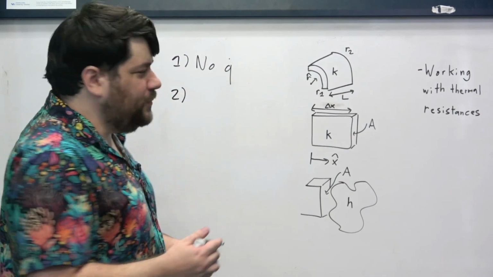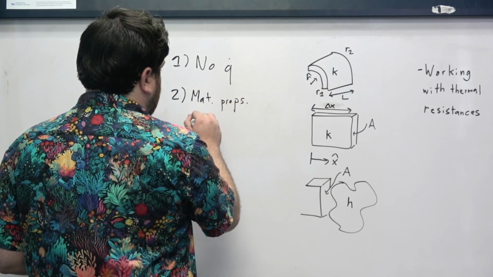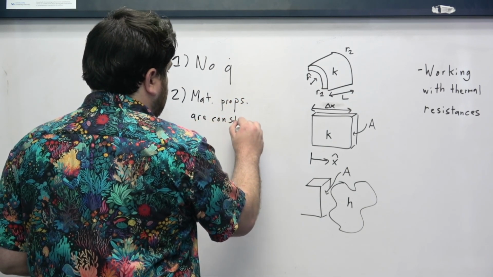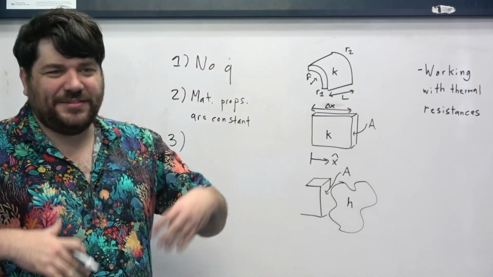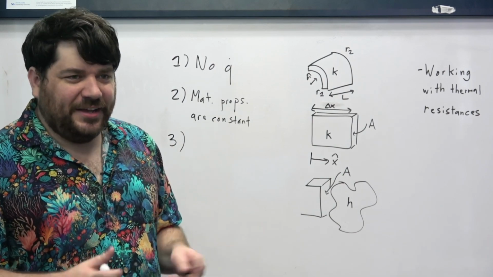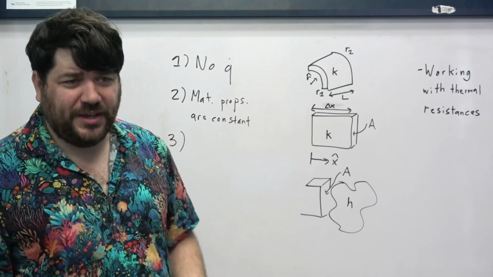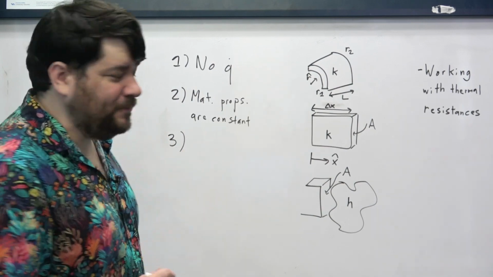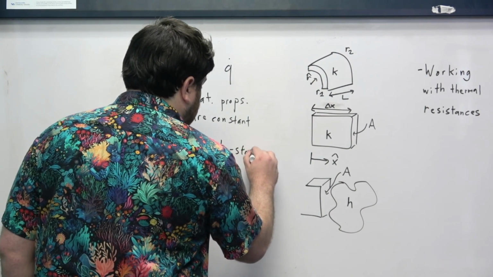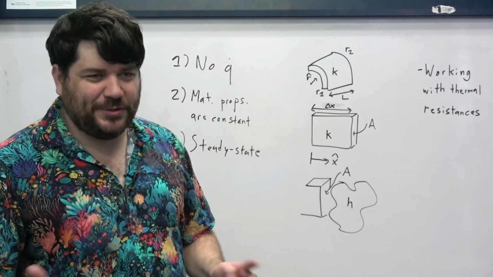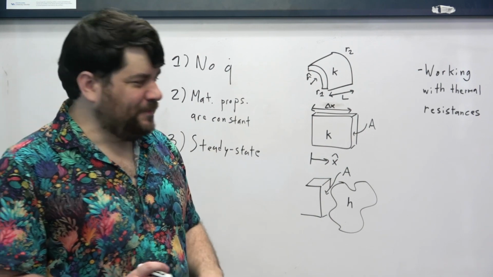We also can assume that the material properties are constant. Which just means that the thermal conductivities and anything else, the radii and all of the things that are a function explicitly of the material or the geometry, don't change over time or space or anything. We also assume that the system is in steady state, which means that nothing, including the temperatures and the heat transfer rates and the heat fluxes, changes over time in our problems.